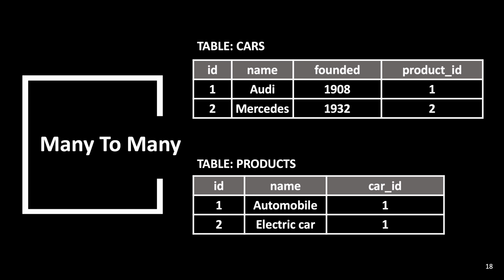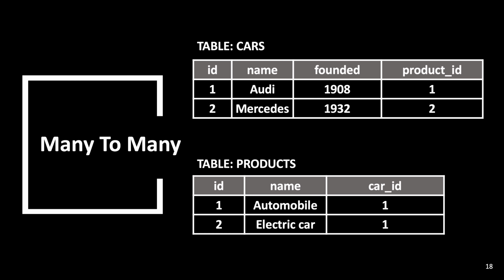We have our table cars and a new table called products. A car brand can have multiple products. Think about automobiles, electric vehicles, automotive parts, luxury vehicles, pickup trucks. Each product type can be related to many cars. Audi and Mercedes can both be an automobile or an electric car. In fact, they are both an automobile.